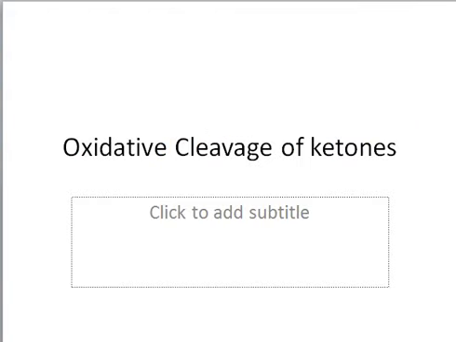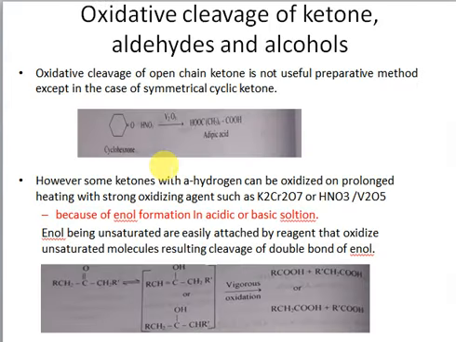So we will consider now the oxidative cleavage of ketones, right? The oxidative cleavage of open chain ketones is not a preparative method, right? We get a number of products. So we do not normally carry out the oxidative cleavage of open chain ketones. However, if you have a cyclic ketone and that is symmetrical, right? So both things are important for that. You must have a cyclic ketone, and that cyclic ketone must be symmetrical. If these 2 conditions are met, we can carry out the oxidative cleavage of the cyclic ketone.